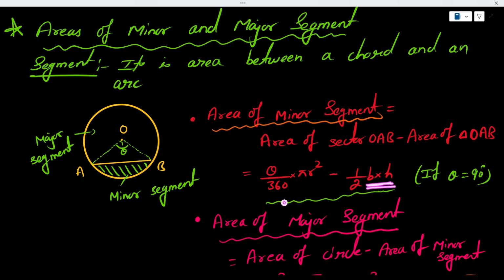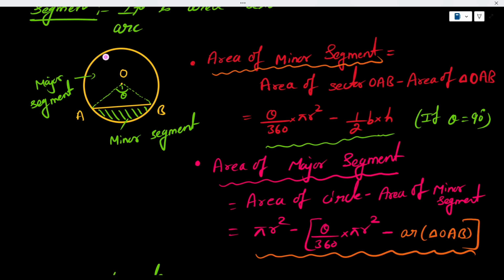If it's a right triangle, use that to calculate the area. Now the area of the major segment: the major segment is the region other than the minor segment, because it is the area between the major arc and the chord, right? This whole area is your major segment area.